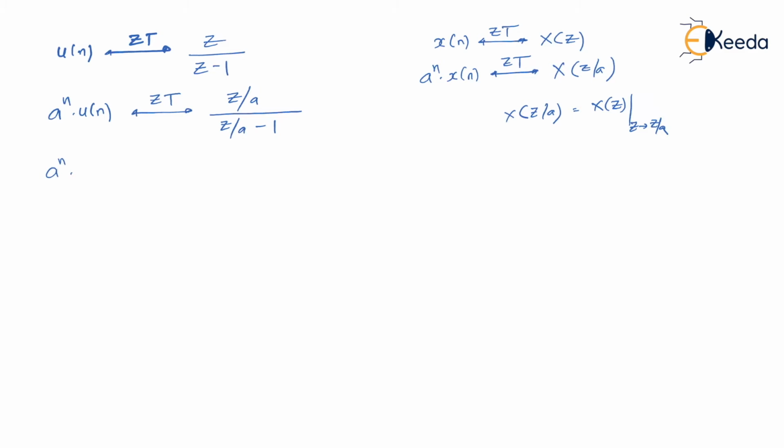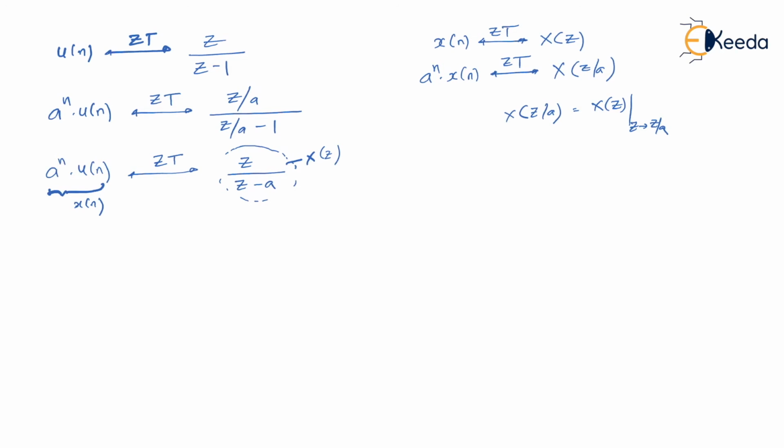Then a to the power n u of n will have the z transform, so I'll keep it the same. The only thing is I'm just going to simplify this. Then it would be like this: z upon z minus a. Is that right? So this is the final z transform of a to the power n u of n. But we are not here to understand the first shift theorem. We are here to understand the multiply by n property. Am I right? So now I assume that this is your x of n, and this whole thing that I have got is now my x of z.